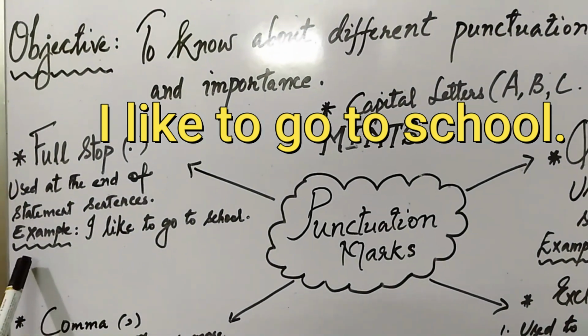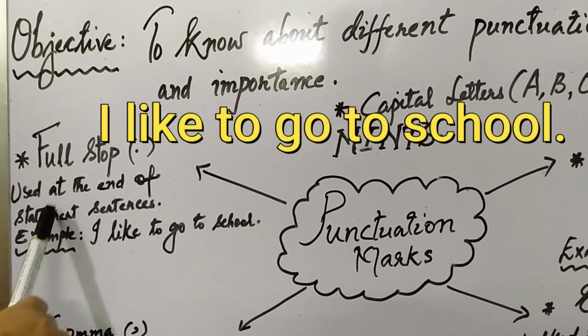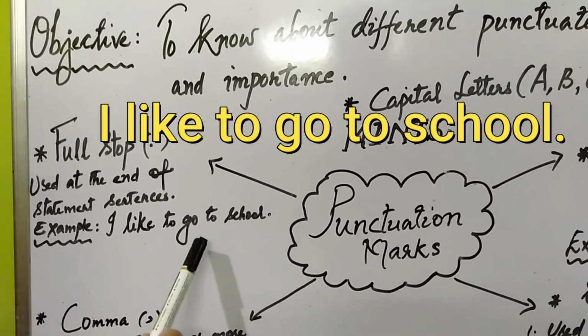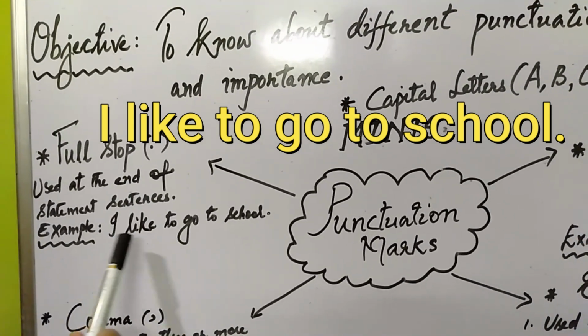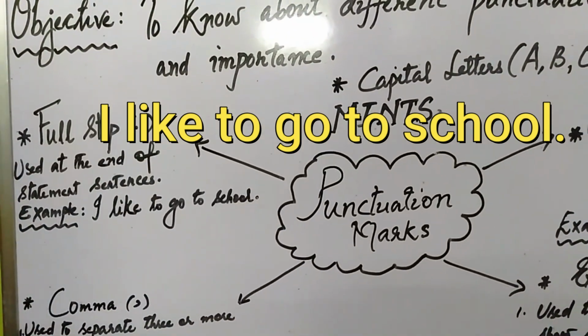Okay, I have given here an example. I like to go to school. It's a statement. It is a declaration, right? It is telling us something about the person, right? So, at the end of the sentence, I give a full stop.